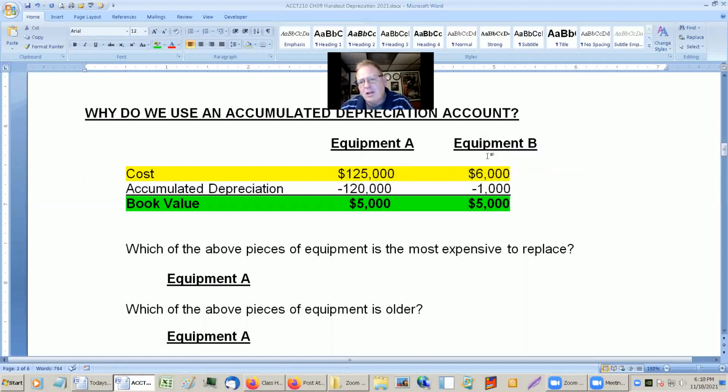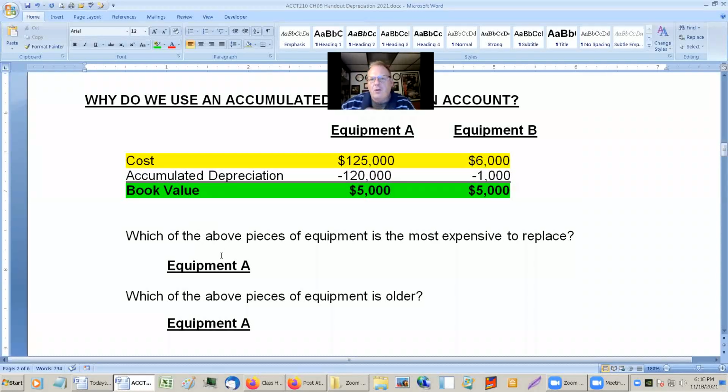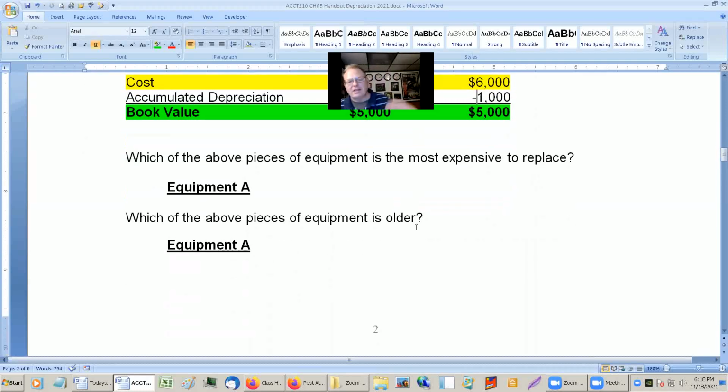So you get a little bit more information out of it. And that's why we have this cumulative depreciation account. We're always trying to give as much information to managers so that they can make good decisions. And that's one thing about accounting, you're trying to get as much information for them to use as you can. So the reason we keep this cumulative depreciation account is because it gives more information.